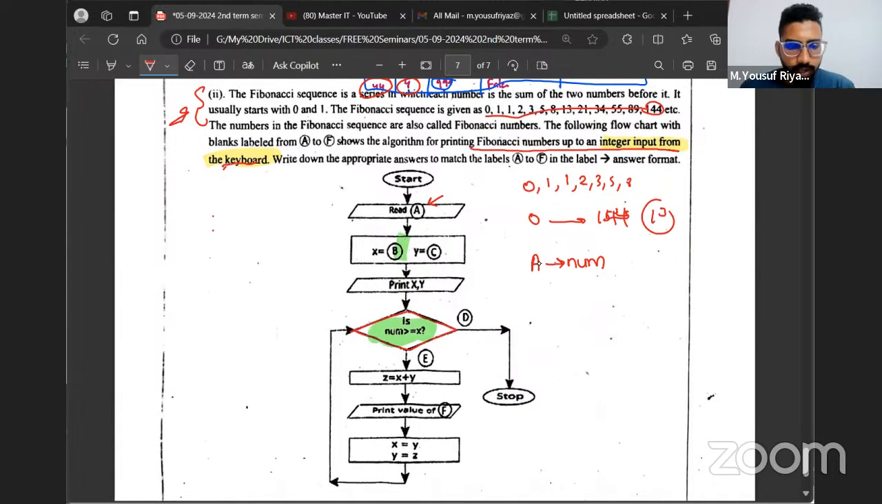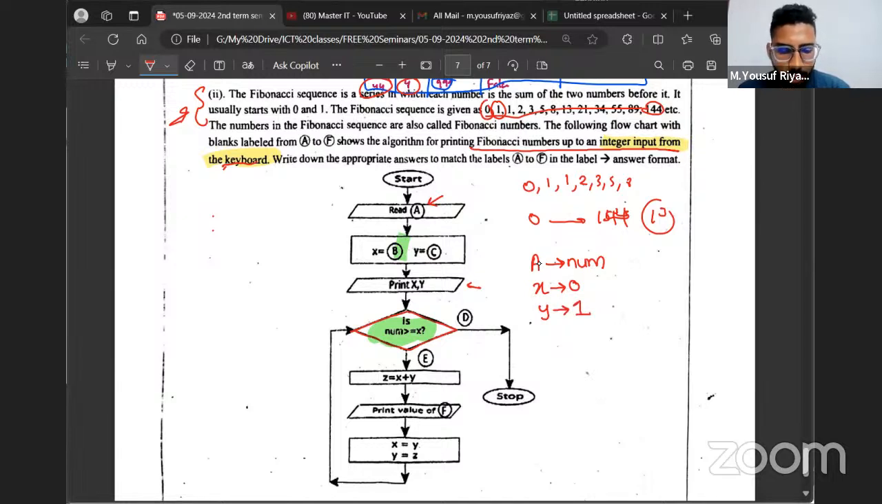Okay. And then we have B and C. Now, if you go through the program, first of all, it's printing X and then printing Y. So let's say X is 0, because the first Fibonacci number is 0. So it's printing X and Y now. So I'm going to say X is 0 and Y is 1. The reason I did that is because that's the first value and the next value.